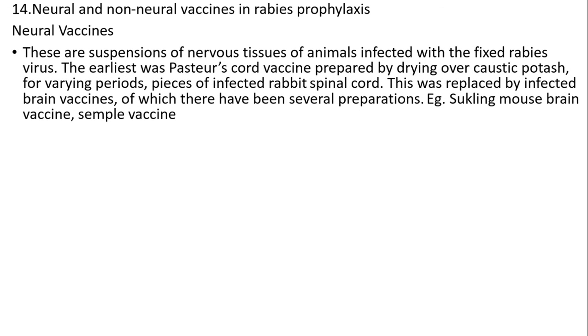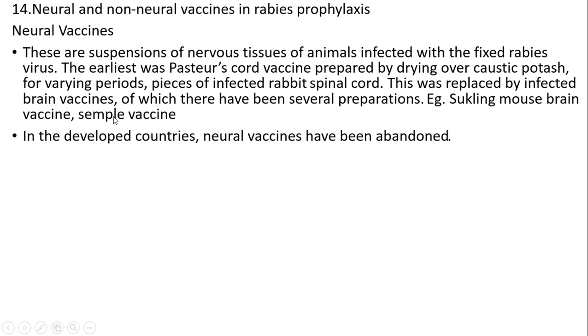Neural and non-neural vaccines in rabies prophylaxis. Neural vaccines. These are suspensions of nervous tissues of animals infected with the rabies virus. The earliest was Pasteur's cord vaccine, prepared by drying over caustic potash for various periods pieces of infected rabbit spinal cord. This was replaced by infected brain vaccines, of which there have been several preparations like suckling mouse brain vaccine and Semple vaccine. In developed countries, neural vaccines have been abandoned.